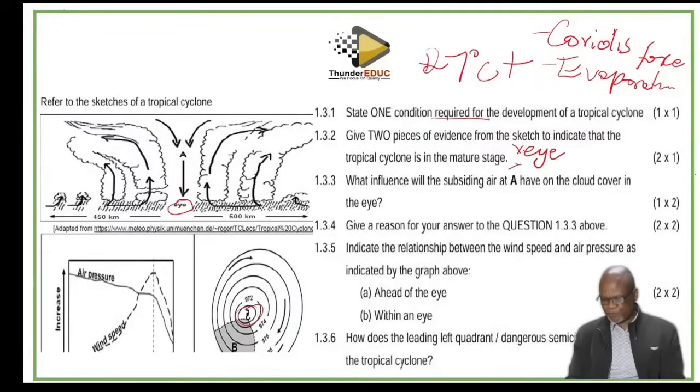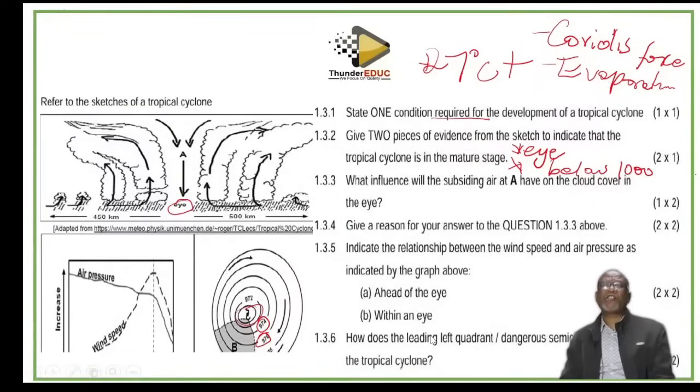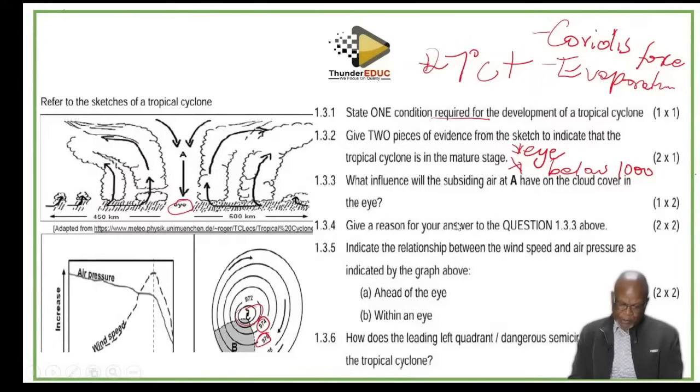What else can you see there? You can see the pressure which is below 1000. The pressure is below 1000. So the pressure in the center here is 970. So the isobaric interval in this case is 2 millibars. So the pressure in the center there will be 970 millibars or hectopascal. So it's indicating that the tropical cyclone is in a mature stage. What is the evidence? This is the evidence.